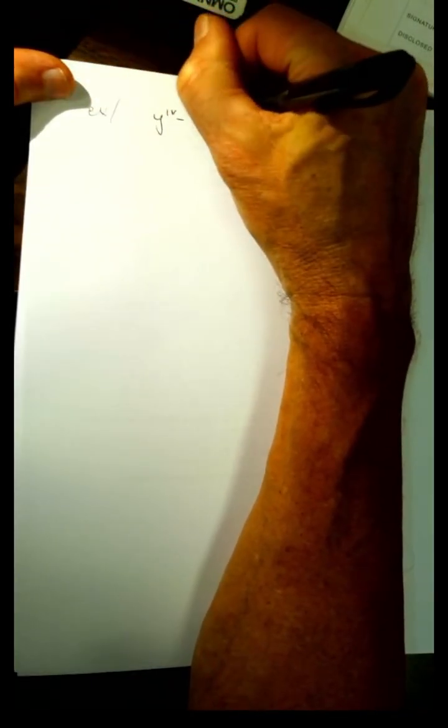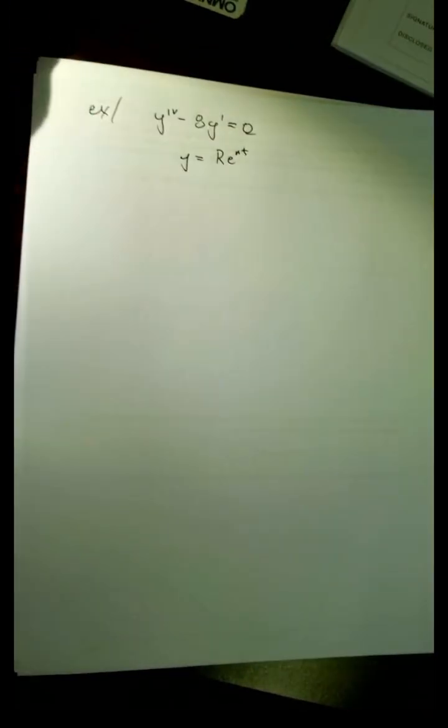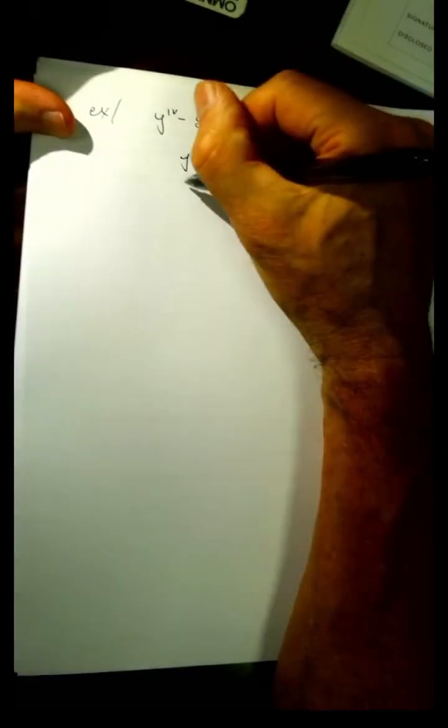Okay, another example. Let's look at one last example. The fourth derivative of y minus 8y prime is 0. So it's constant coefficient, it's linear, and it's homogeneous, so I'm going to assume a general exponential function. I'm going to take up to the fourth derivative, plug into the equation, see what that implies.